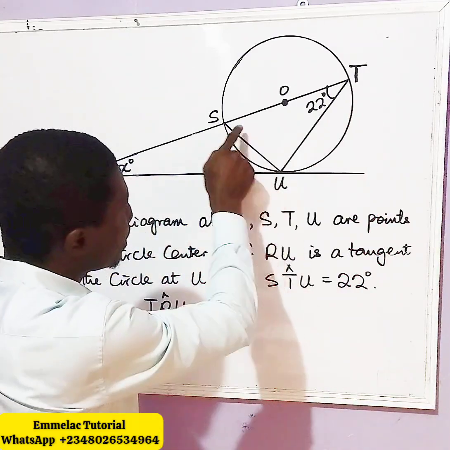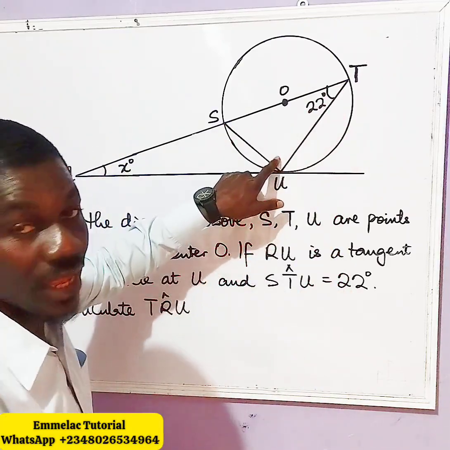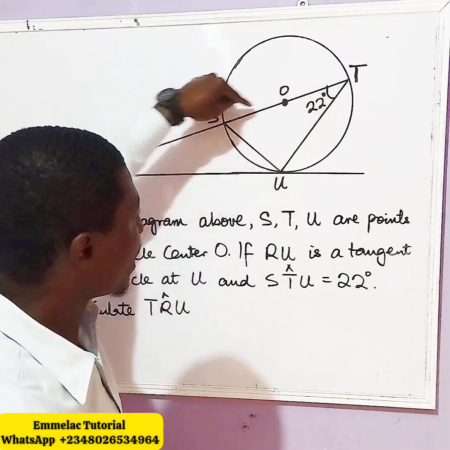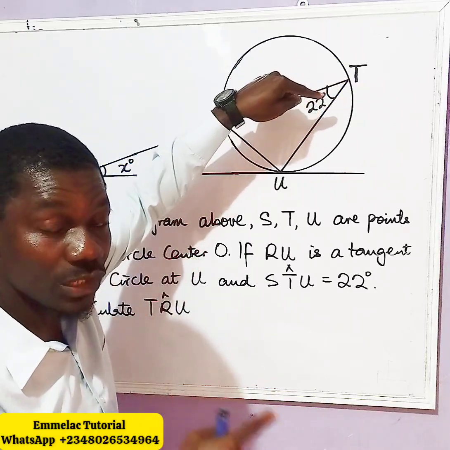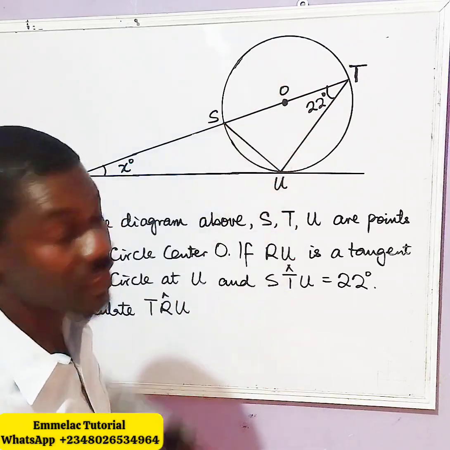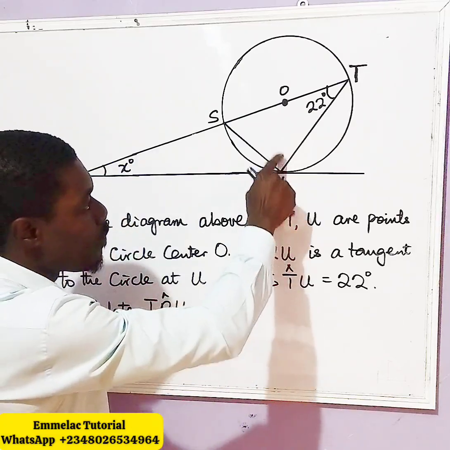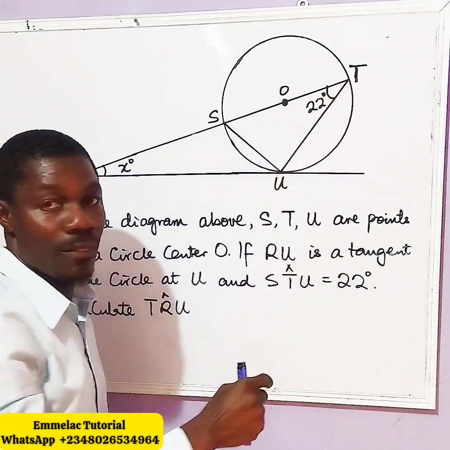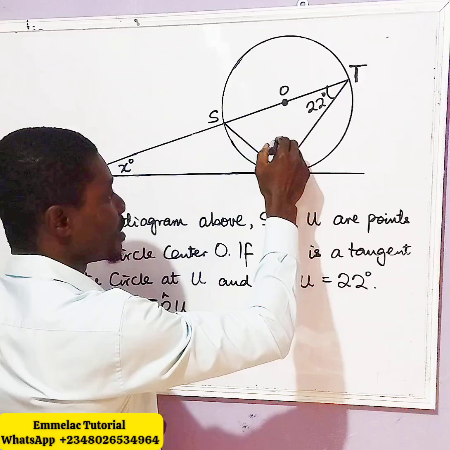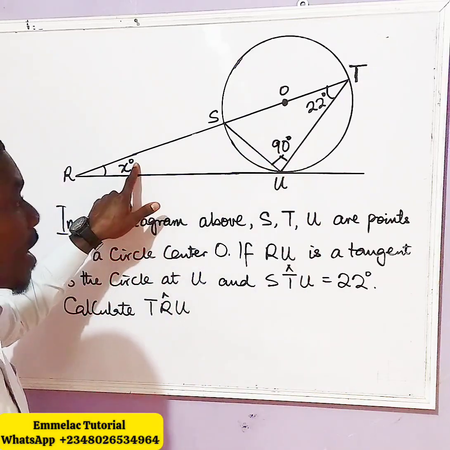And if you take a look at this line, it forms an angle here. And take note, this is a diameter, which passes through the center of the circle, which makes it divide the circle into two equal parts. So the angle formed by a semicircle here is always 90 degrees. Take note, this is where we are headed to.